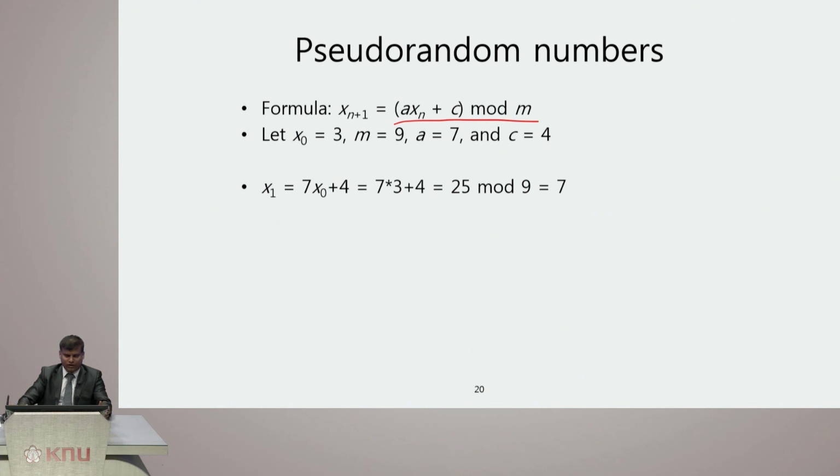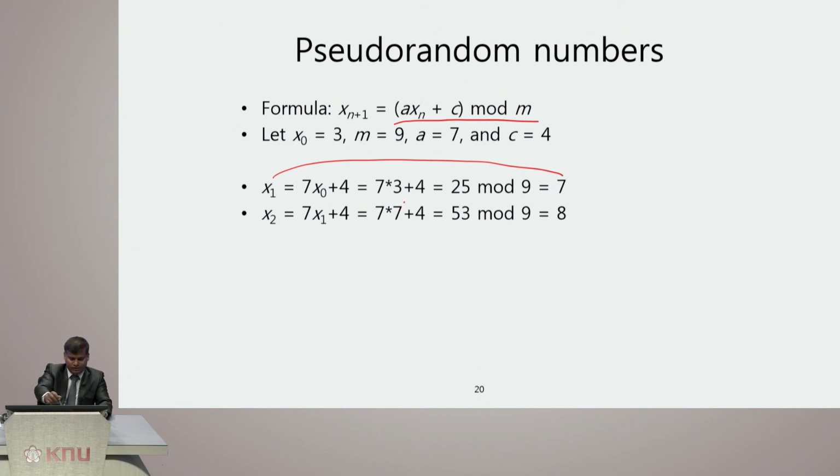So when you see mod, I mean the modulus. So for example, when you divide 25 by 9, you get 7 as the remainder. So we take the value 7, and that 7 is going to be our x1. Now we are going for x2. So in order to find x2, in fact you are using the value of x1 there.